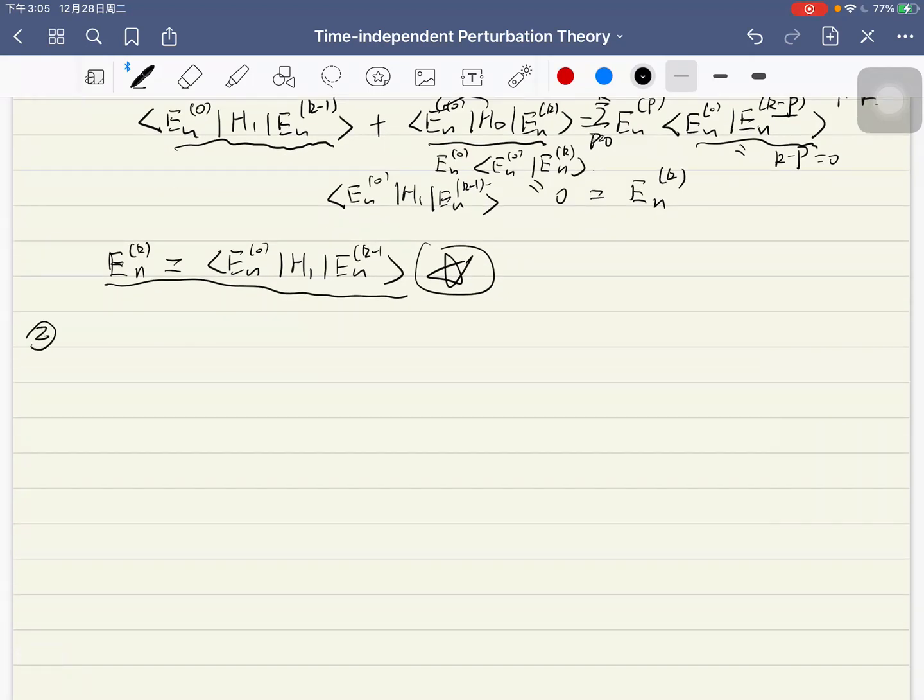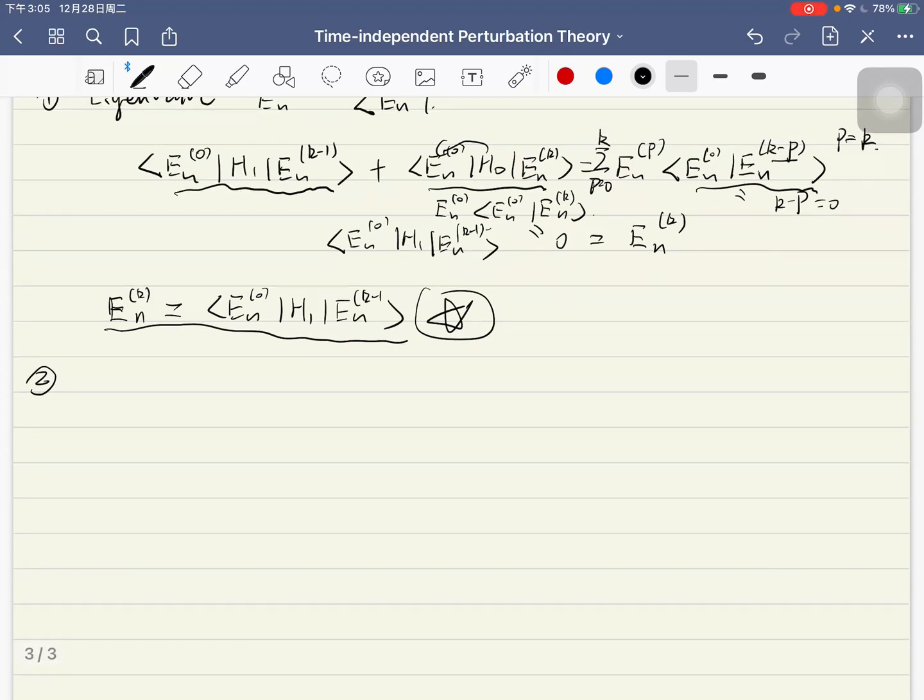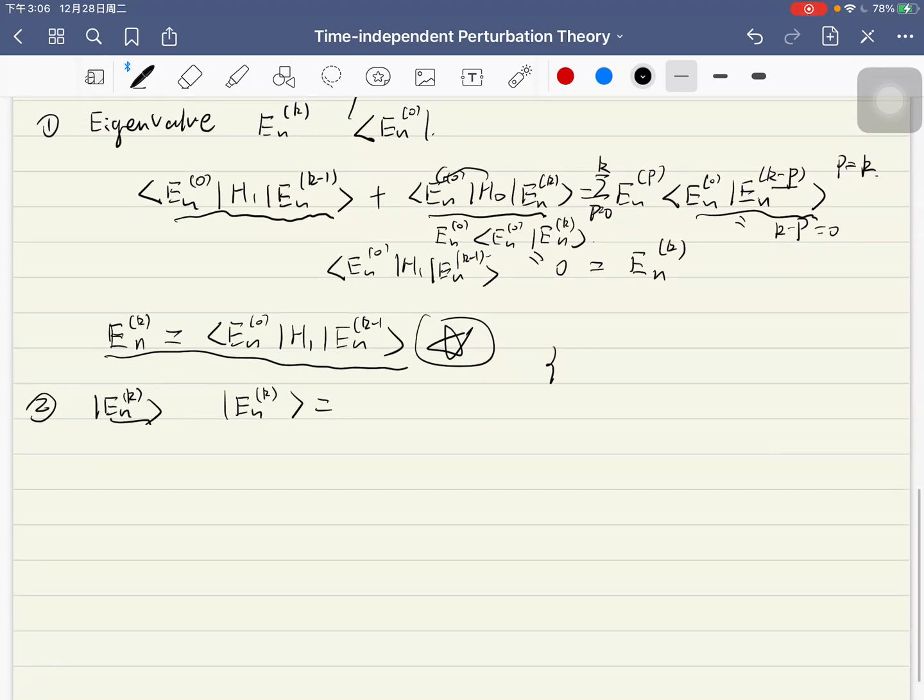Then we need to calculate the state correction |n(k)>. Finding this is quite difficult, but we can expand it, because the |n0> form an orthonormal basis. We can expand them by this orthonormal basis.